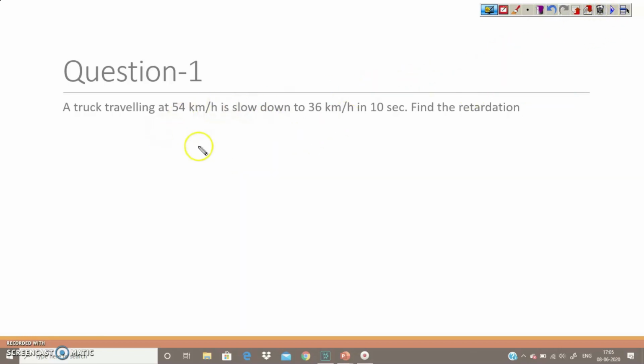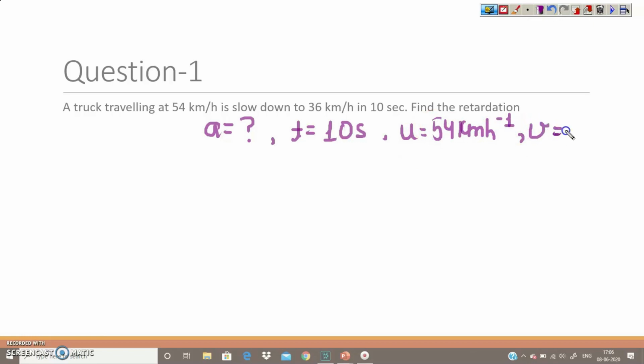let's write what we have in the question. We should find a. We have time 10 seconds. We have initial velocity and the final velocity. Now can you guess which one is the initial velocity and which one is the final velocity? Here it's saying a truck traveling at 54 km. That means this is the initial velocity and it is represented by u. So it is 54 km per hour and v is 36 km per hour.